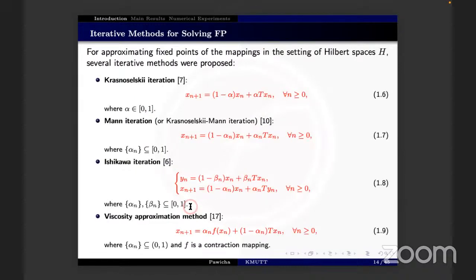I provide the sequences here to show the iterative methods. These are famous methods that, if you study iteration methods, you mostly find.